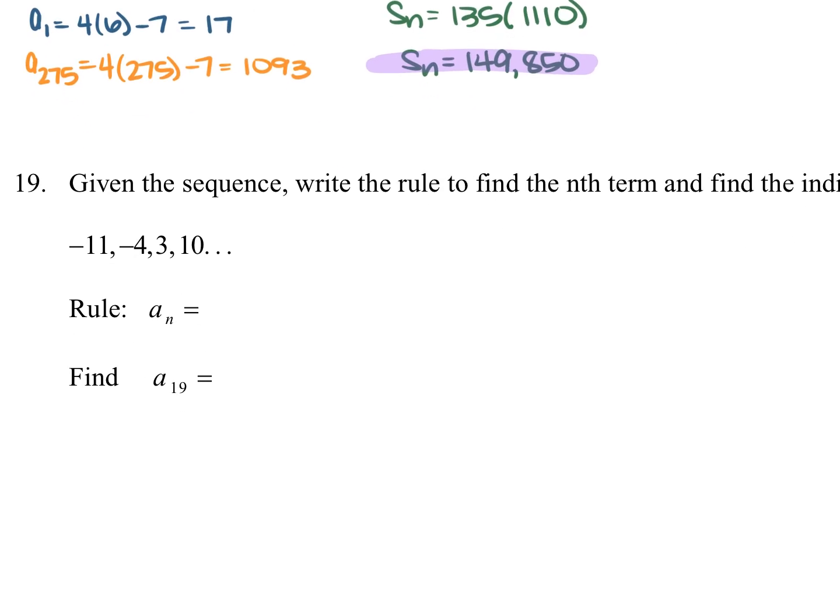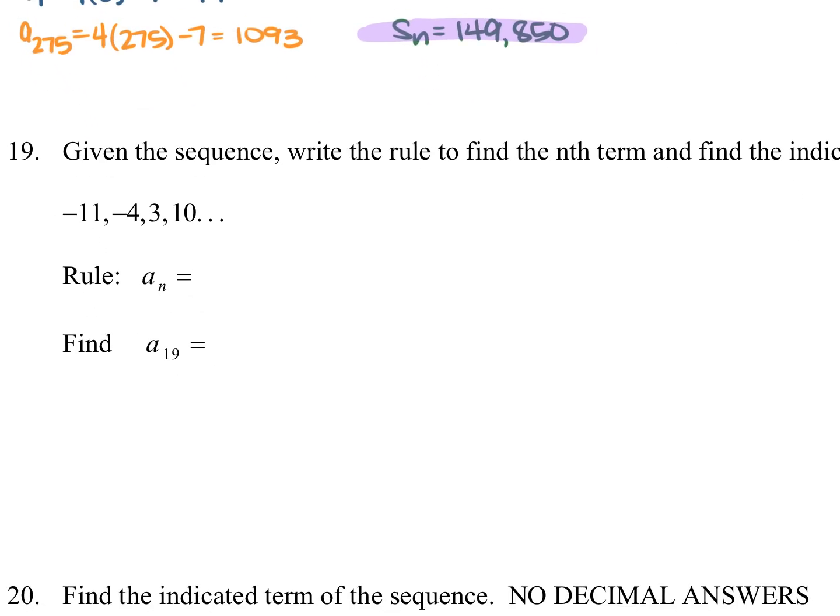From here, we're looking at number 31 from your review. We're given a sequence. We're told to find the rule and the 19th term. From negative 11 to negative 4, you are adding 7. From negative 4 to 3, you're adding 7. From 3 to 10, you're adding 7. So d, or your common difference, is 7.